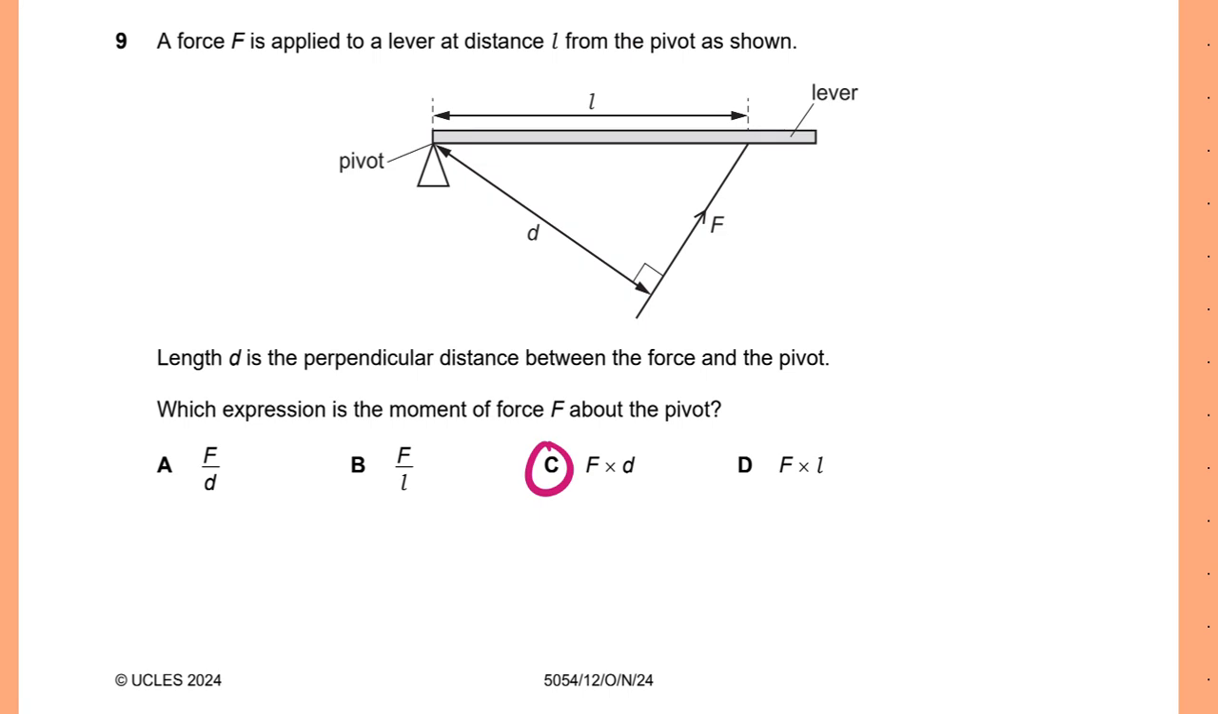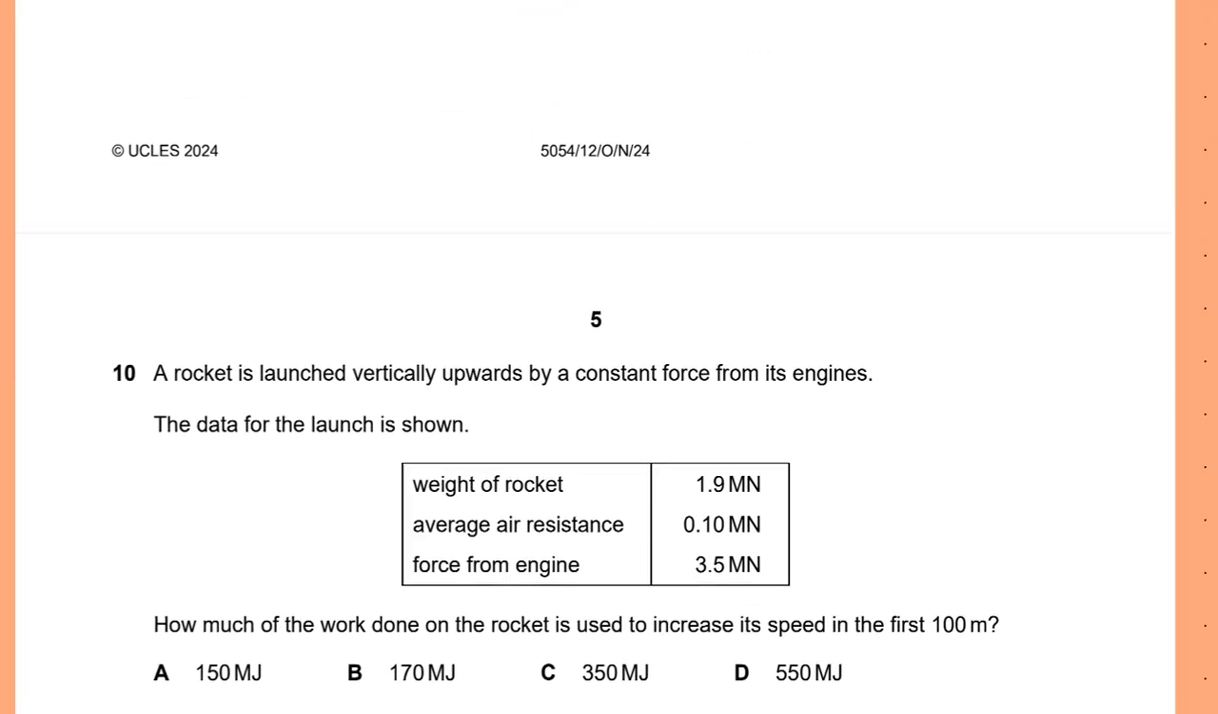The examiner was really kind about this because they've already labeled this on the diagram. They've also said that it's a perpendicular distance. So it becomes really easy to figure out which distance to use.